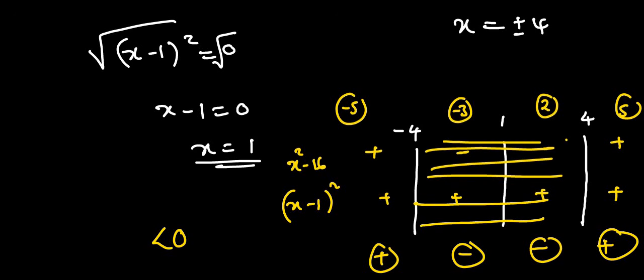Why? Because when you put 1 in the expression, the top guy is okay. The top guy will give you what? This is 1 squared minus 16. That's going to give you something like -15.